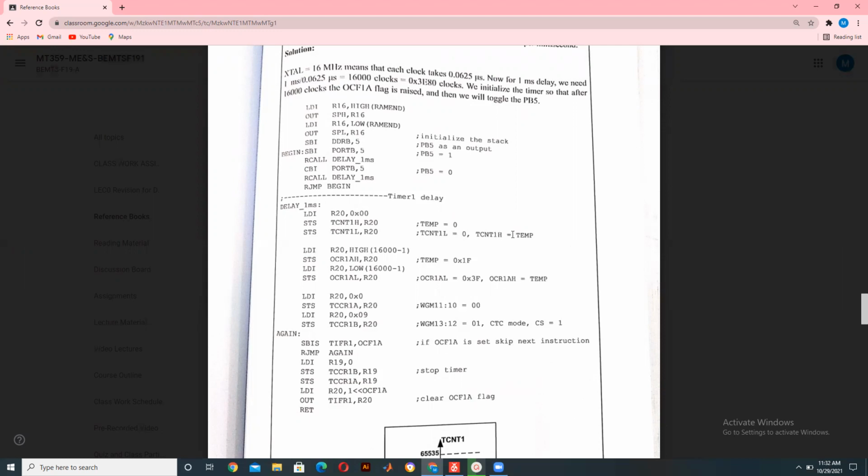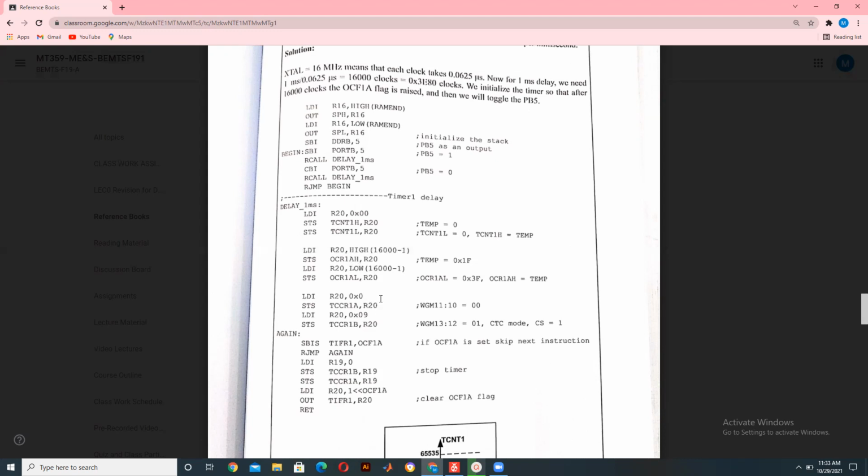Then the TCNTL flag is also equal to 0. Then afterwards we have another LDI R20 high, and that is 16,000 minus 1. Now declaring that value R16 with 16,000. OCR1AH is equal to R16. Then LDI value of R16 low, also 16,000 minus 1. So it also initializes its value. After that, TCCR is equal to R20.